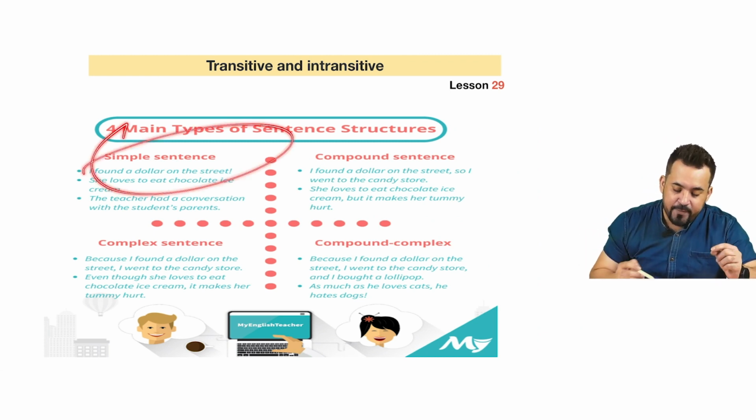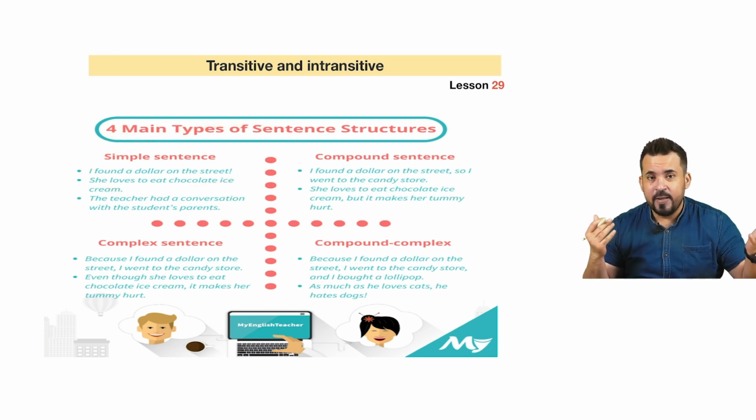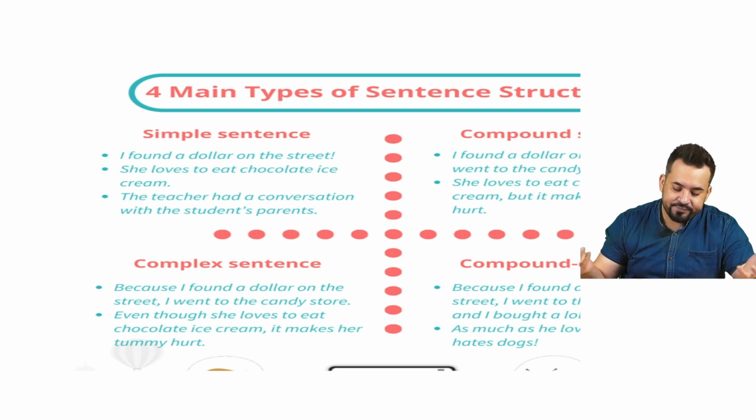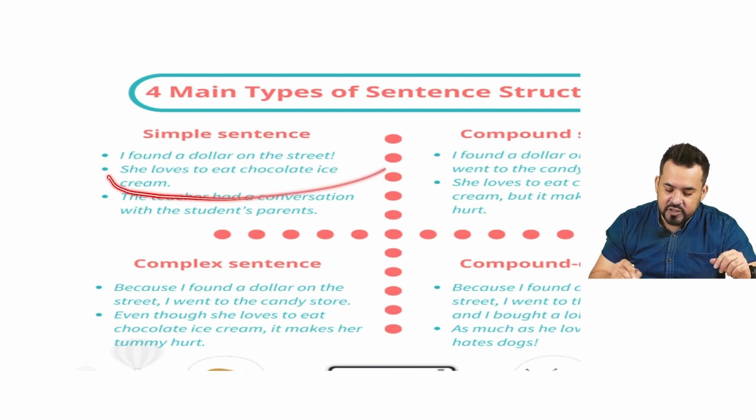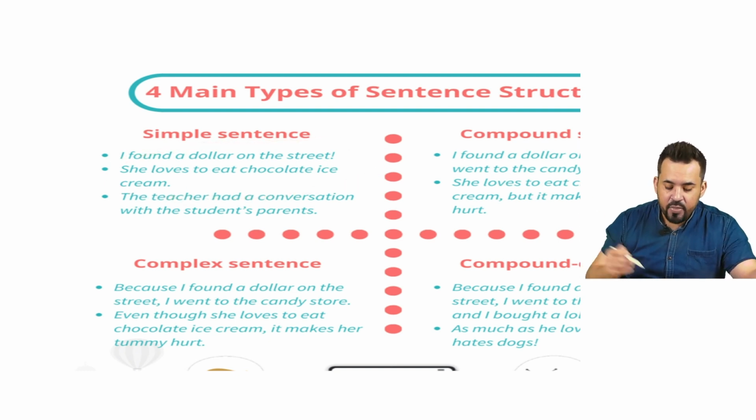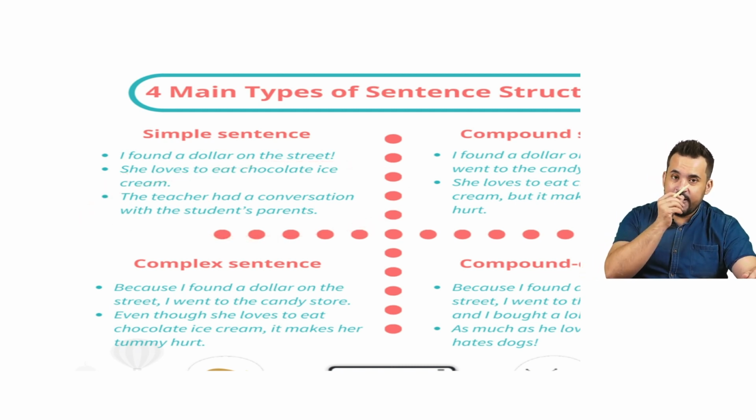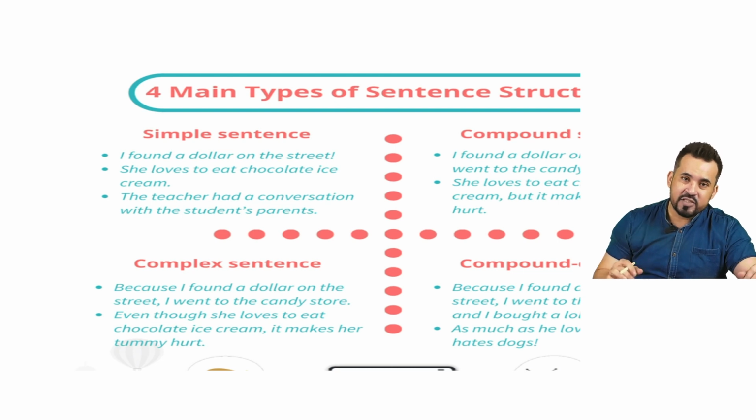So the first one is simple sentence. Simple sentence is basically, you know, one thought. I found $1 on the street. That's a simple sentence. She loves to eat chocolate ice cream. The teacher had a conversation with the student's parents. So one thought, one idea, one simple sentence.